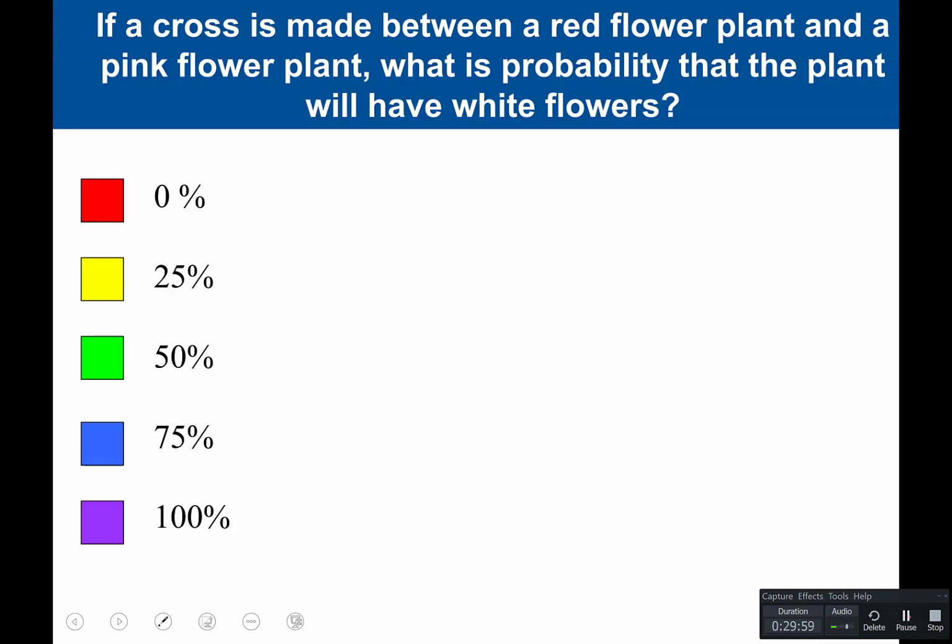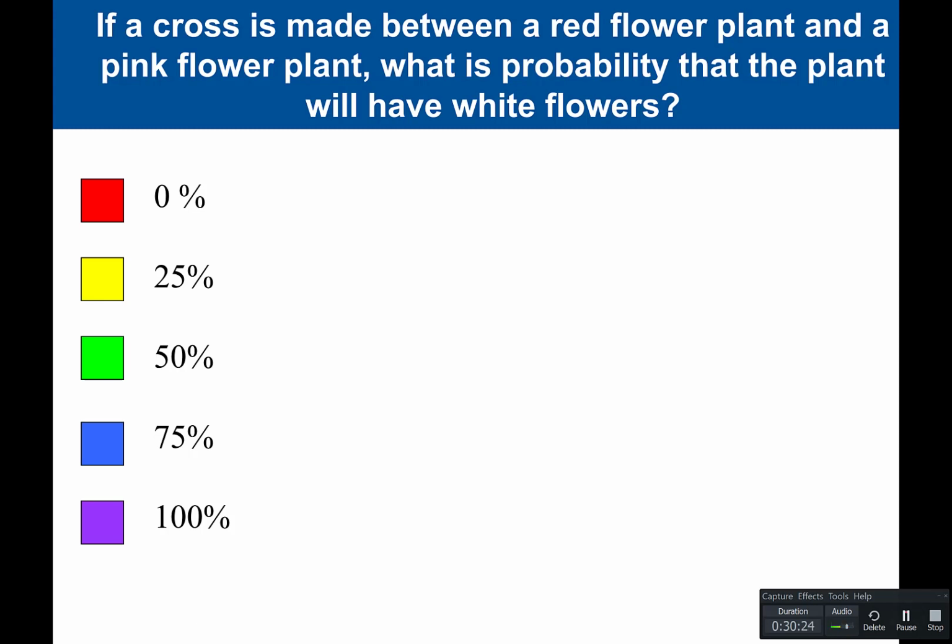So question for you. If a cross is made between a red flower plant and a pink flower plant, what is the probability that the plant will have white flowers? Red, 0, yellow, 25, green, 50, blue, 75, purple, 100. So push pause, work through this, and when you're ready, push play.